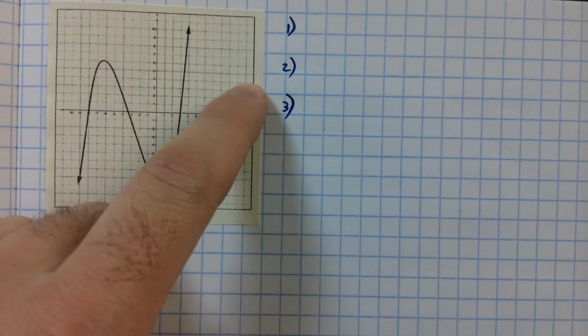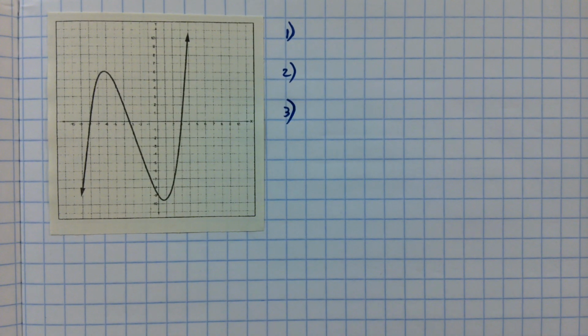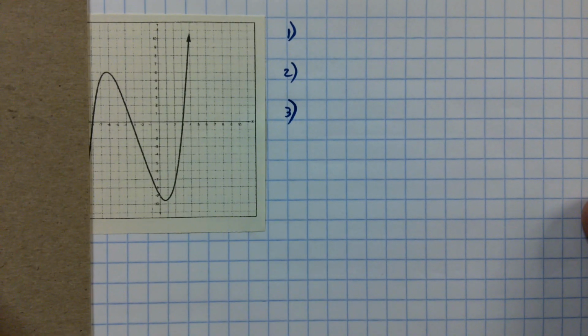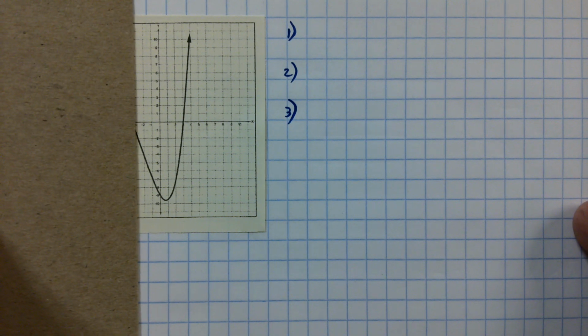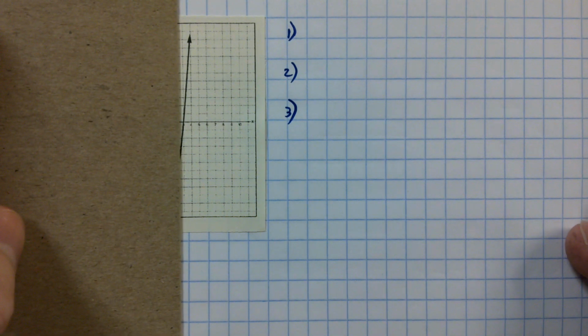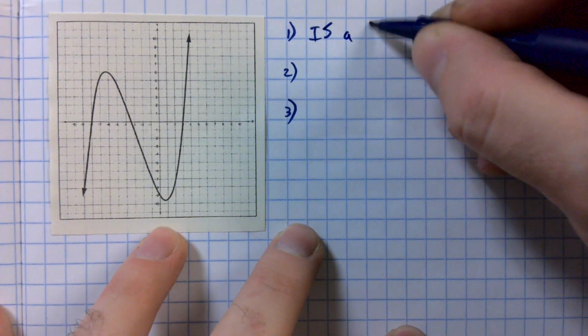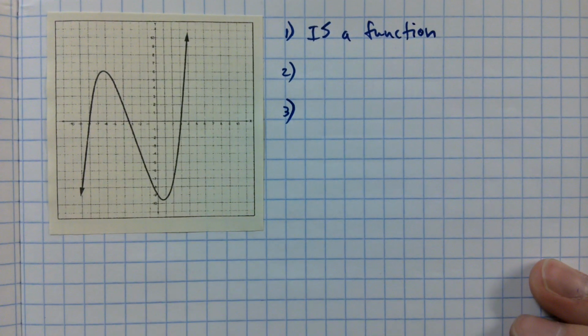All right, let's come together real quick so we can get started. Is this a function? Thumbs up for yes, thumbs down for no. What do you think? Well, let's try the vertical line test. So far, so good. All the way across. Yeah, there's nowhere where there's 2 points on top of each other. This is a function. Is it a linear function? No.